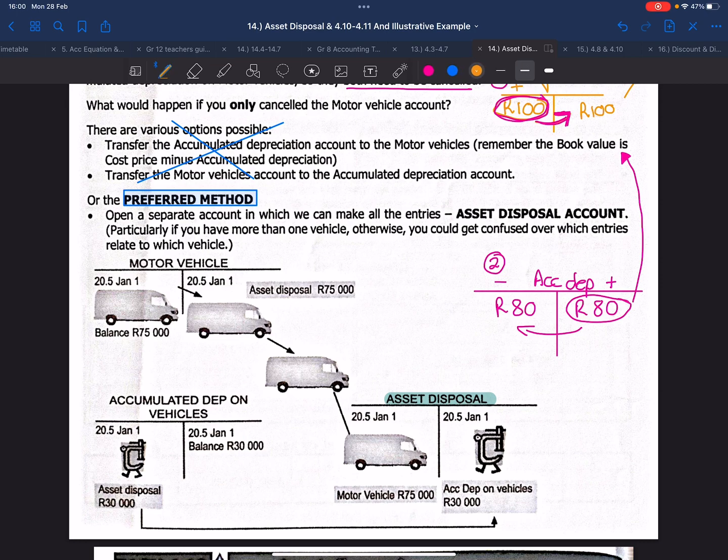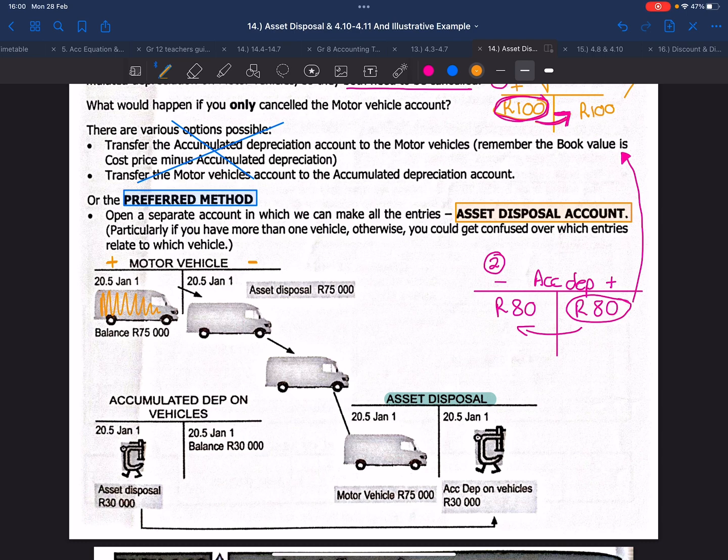So we open a separate account in which we make all the entries relating to disposals, and it's called the asset disposal account. Particularly if you have more than one vehicle, otherwise you could get confused over which entries relate to which vehicle. So in this instance, they've given us a motor vehicle account, which is an asset. So we know it increases on the debit, decreases on the credit, and it shows that we then have this motor vehicle and we've now disposed of it.